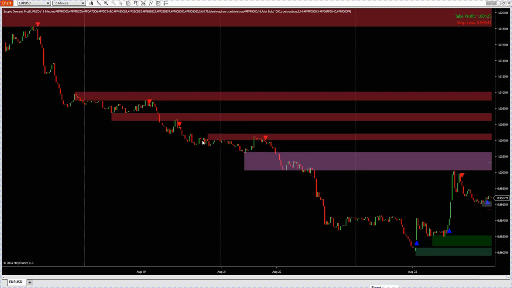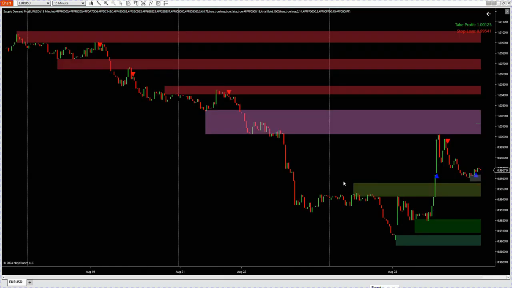And what this indicator does essentially is mark out the zones for you, and it helps provide a visual aid to determine where price may be heading towards or may be rejecting away from. So we're going to start off by going over some of the settings in the indicator.